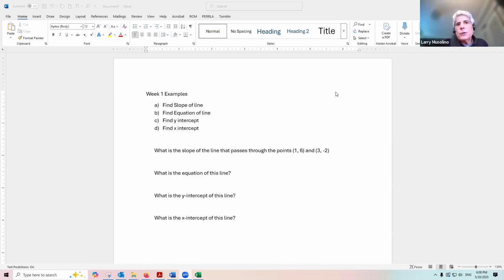I wanted to give you a quick example for week one in Math 101 on some of the concepts we're covering, things like finding the slope of a line, finding the equation of a line, finding the y-intercept and x-intercept. So these are typical questions that you'll be working on here during week one.